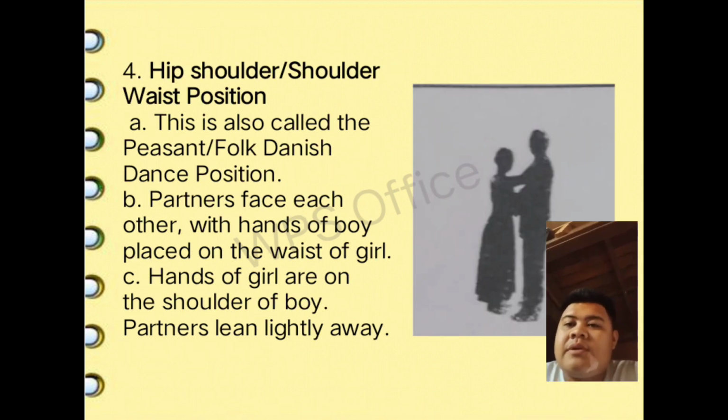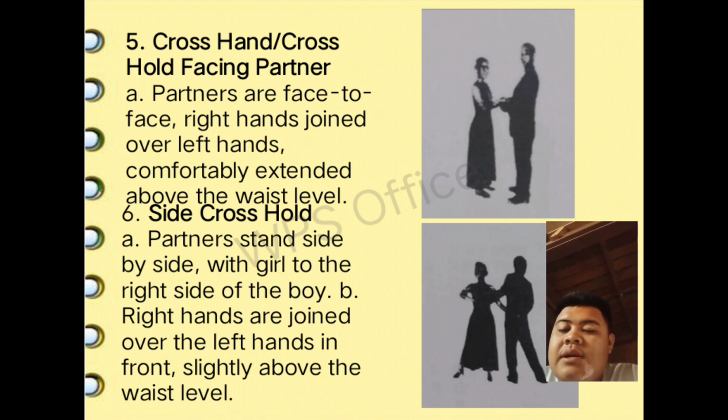Hip shoulder or shoulder waist position. This is also called the peasant folk dance position. Partners face each other. Hands of boy are placed on the waist of girl. Hands of girl are on the shoulders of boy. Partners lean lightly away.